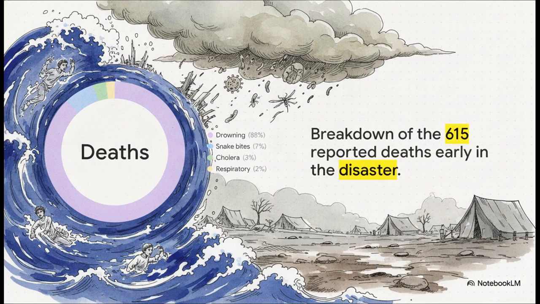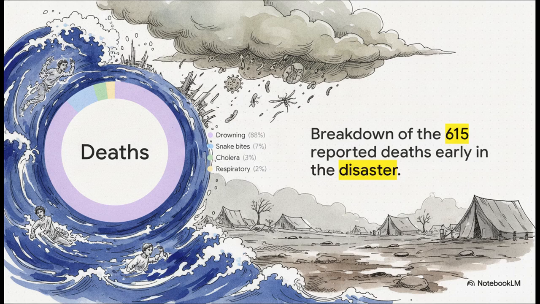Memorizing a few of these specific, hard statistics is a fantastic way to anchor your geographical argument in reality. And this breakdown brilliantly illustrates a really important, almost surprising nuance about natural disasters. While cholera and diarrhea were these massive, terrifying threats, the immediate physical hazard of drowning actually claimed the vast majority of lives initially, 543 out of those 615 early deaths. This really highlights a key concept.